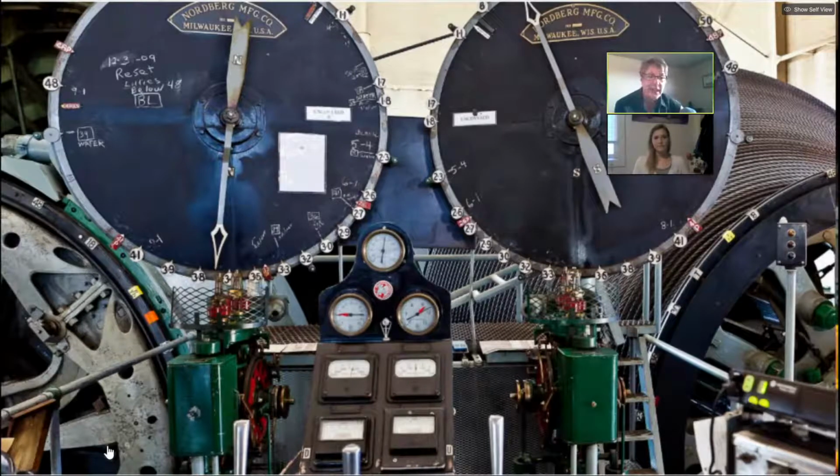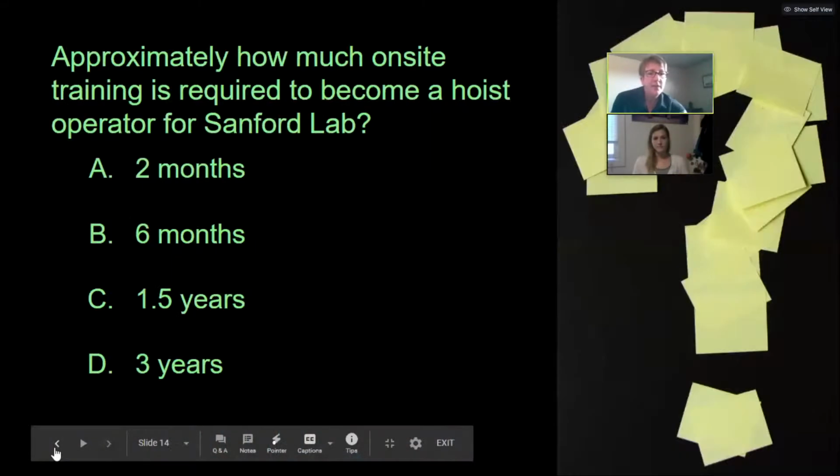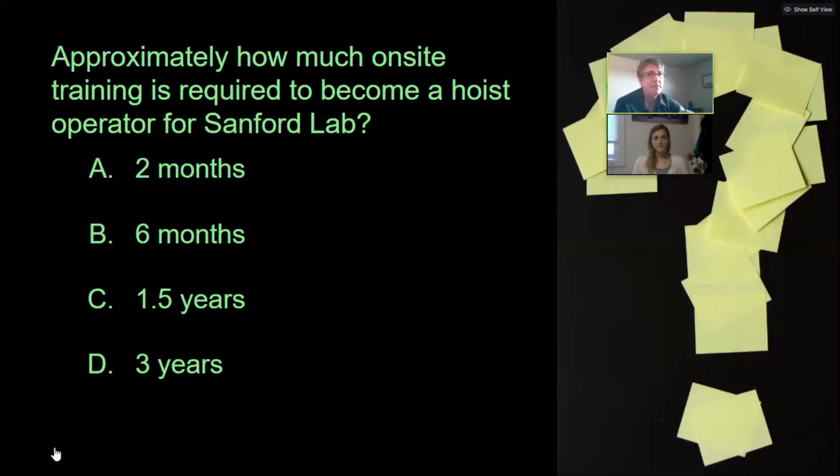So they use those dials. And then actually, you can't see it on this picture, but the drums themselves also have some calibration. So when they get close, they can look at the drums. All right, so let me go back to the question. Approximately how much on-site training?